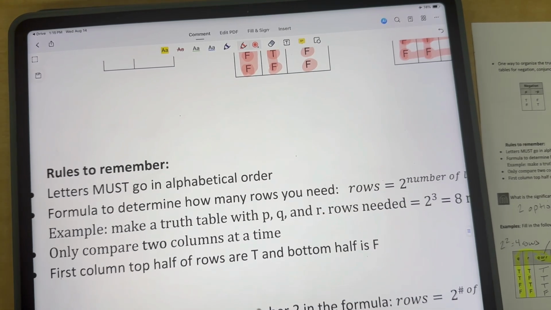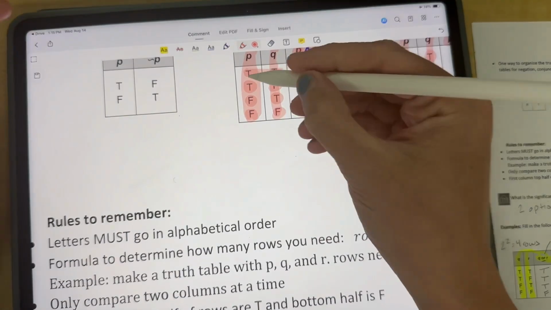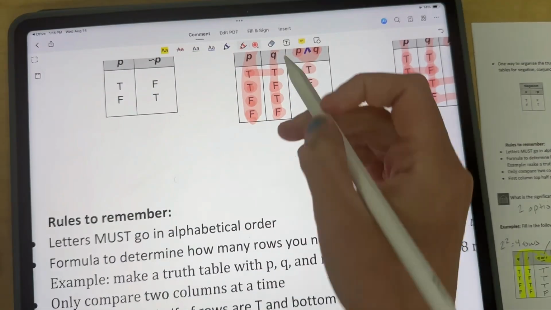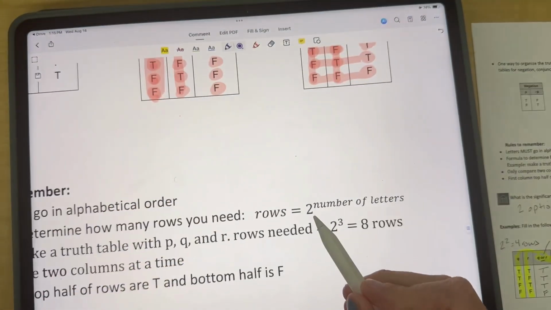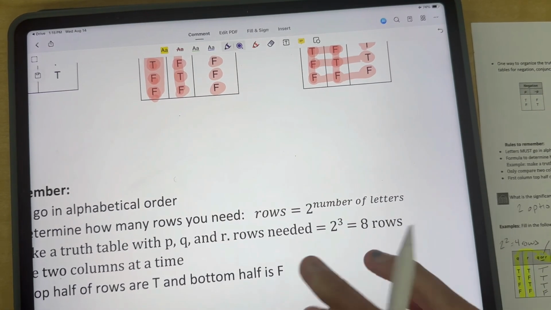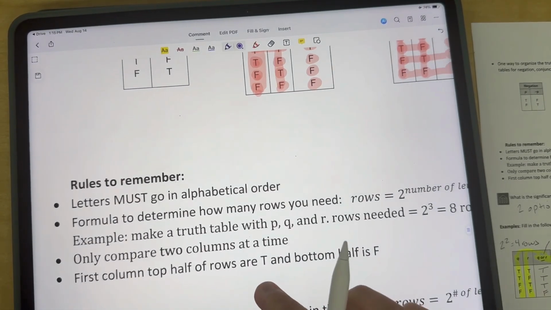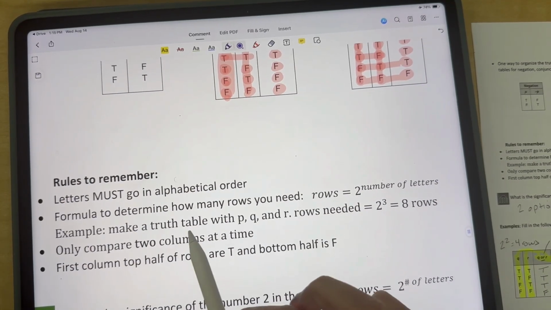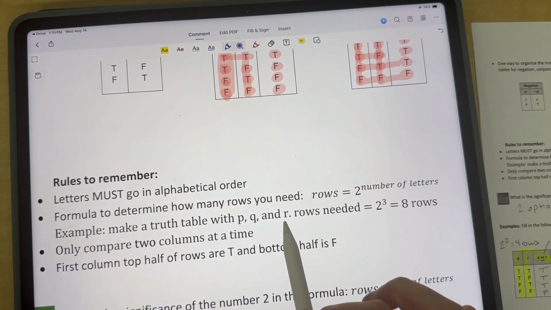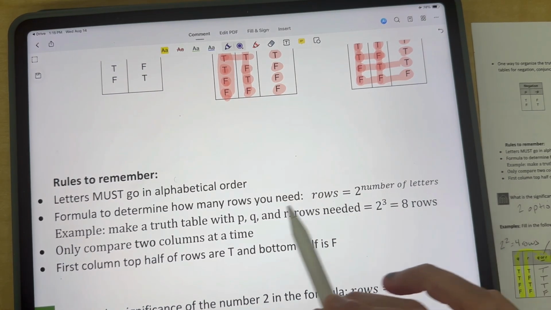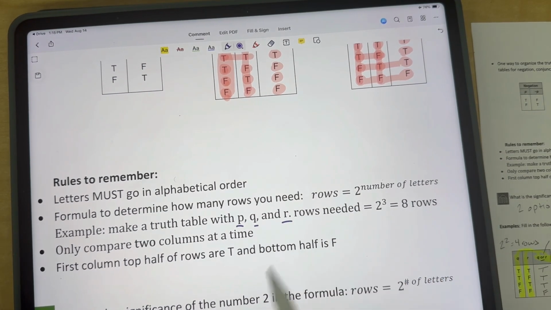The formula determines how many rows you need. Rows means how many of these you start with, okay? It is 2 raised to the number of letters. So as an example, I'm just going to zoom out because you guys can read. Make a truth table with P, Q, and R. The rows you need to start with is 2 to the third because you have 1, 2, 3 letters. So you will have 8 rows total.